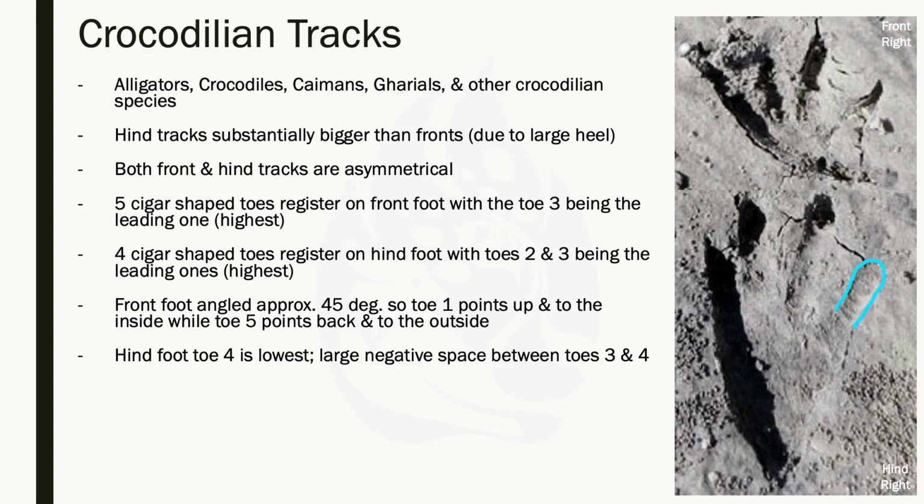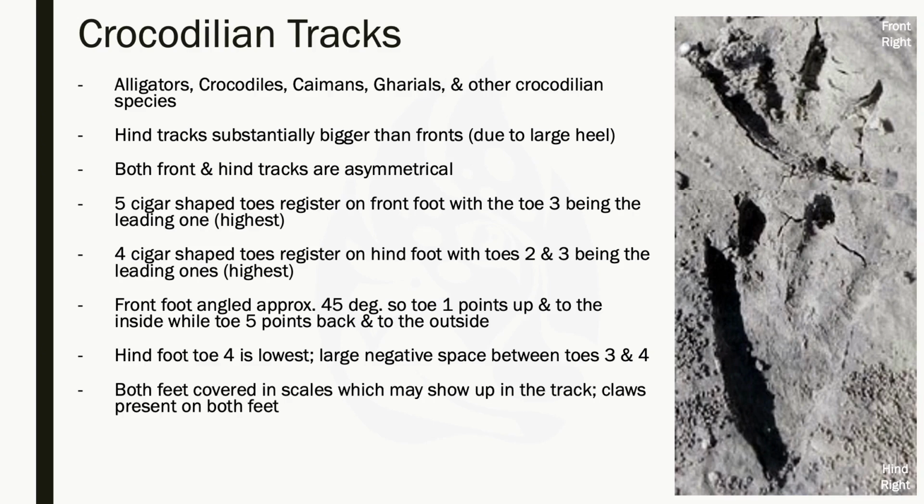On the hind foot, toe 4, the outside toe, is going to be the lowest. And also, we have a large amount of negative space between the third toe and the fourth toe, more so than between the other toes. So if you were trying to identify between left or right, or just in general you weren't sure that this was a hind foot of an alligator or crocodile species versus some other species, that's a good way to tell, is that negative space. And you can see that here in the purple between the third toe and the fourth toe.